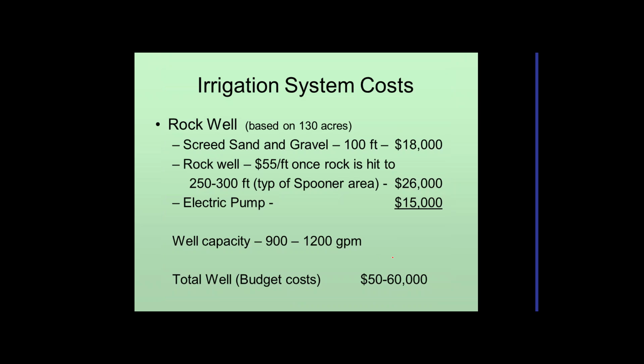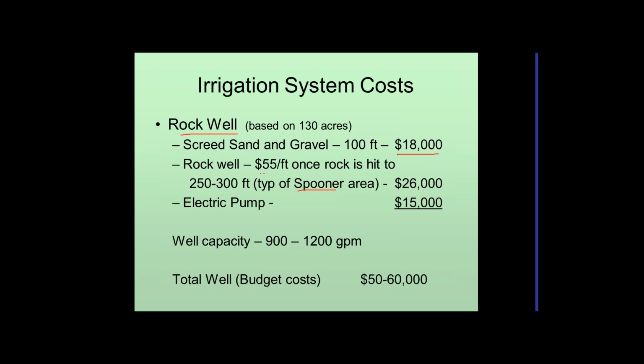So a little bit about cost. Irrigation systems costs. First, we need a well. This is based on the Spooner area, but it'll give you an idea of some of the costs. We'd have to dig through the first 100 feet up there, which would be about $18,000, so about $180 a foot to get your well started.